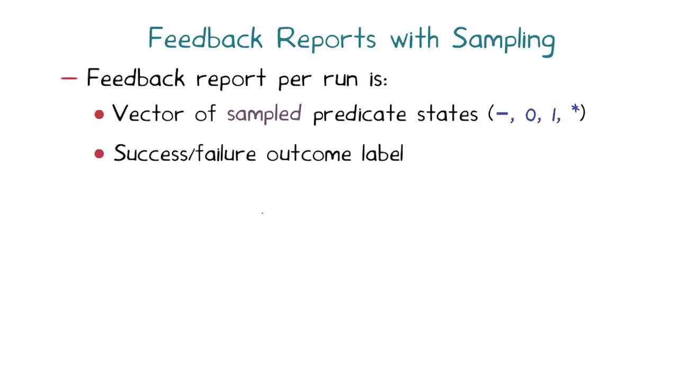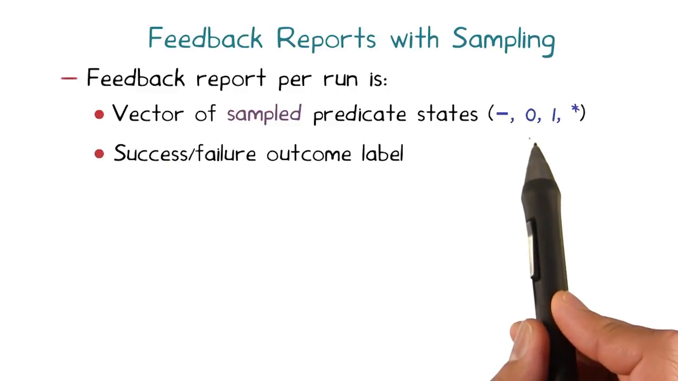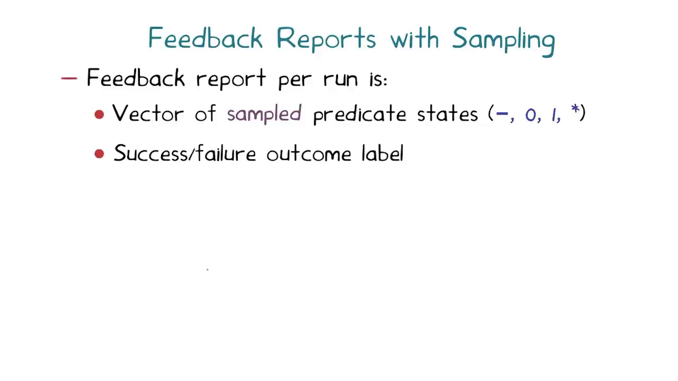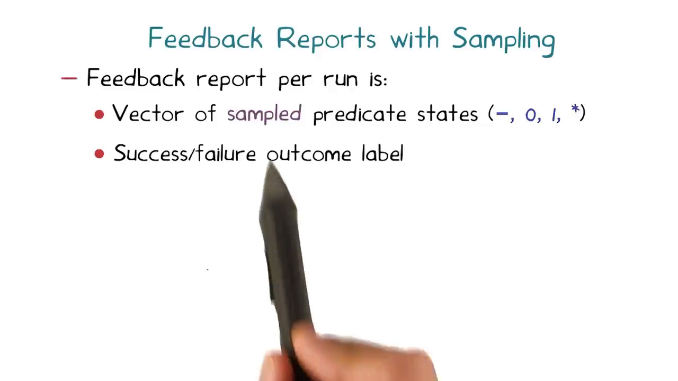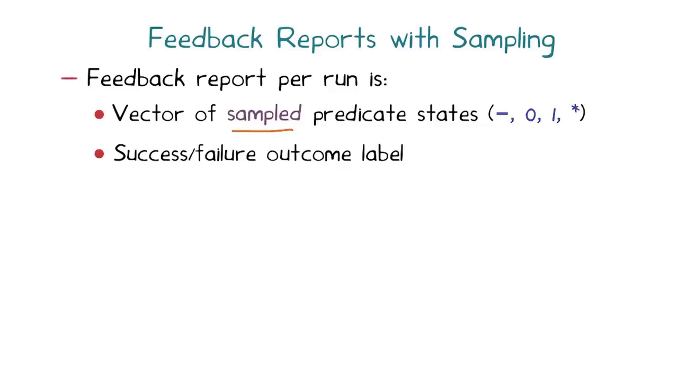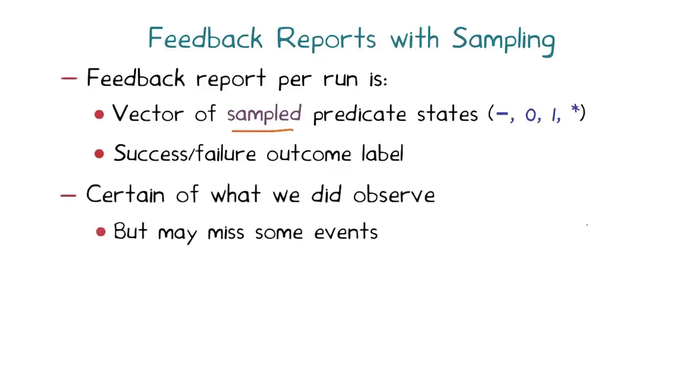With sampling in place, let's see what the feedback report looks like. As before, it consists of a vector of predicate states, each either dash, 0, 1, or star. But this time, each predicate state is sampled as opposed to exact. And of course, we have the success or failure outcome label of the run as before. While sampling introduces noise in the vector of predicate states, we can still be certain of what we did observe, although we may miss some events. We'll make this statement precise in the following quiz.